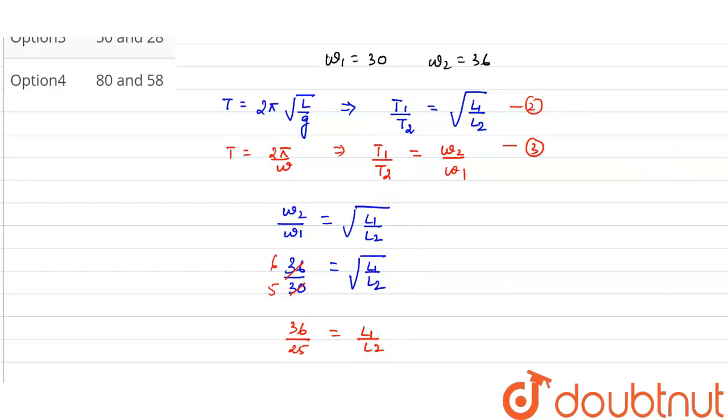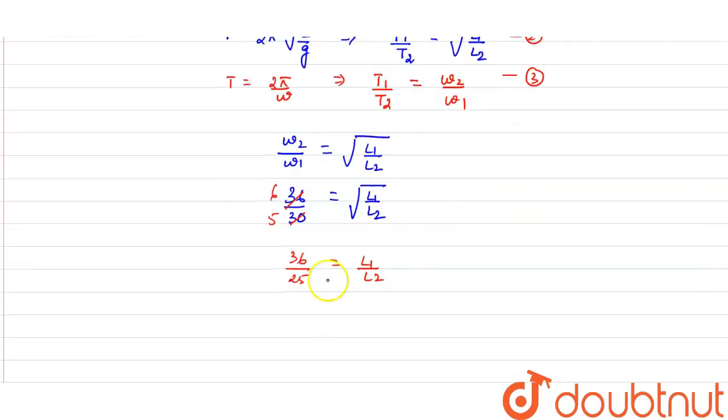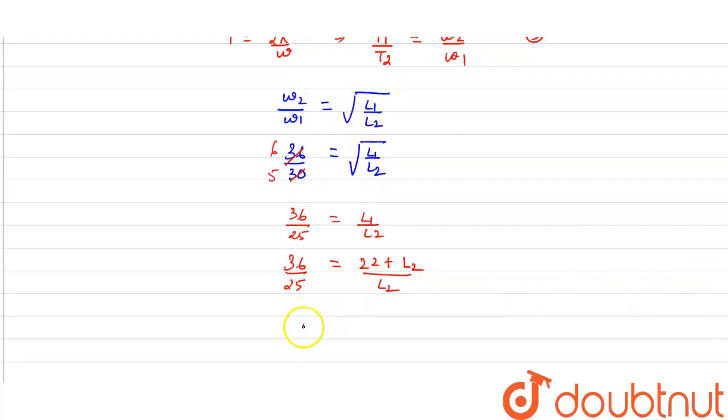Now the equation number 1 shows the relation between the L1 and L2 as L1 will be equals to 22 plus L2. So put L1: 36 upon 25 will be equals to 22 plus L2 divided by L2. So from here our L2 will come out as 50 centimeter and L1 will come out as 72 centimeters.